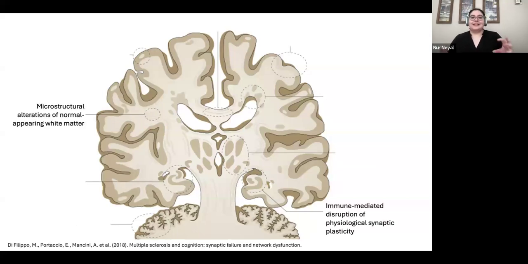And the third category is the damages done to normal appearing white matter. I love the term normal appearing white matter because it tells you that it is not normal. There's something pathological going on in there. And I will talk more about it in a minute.